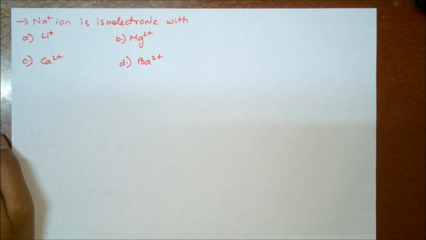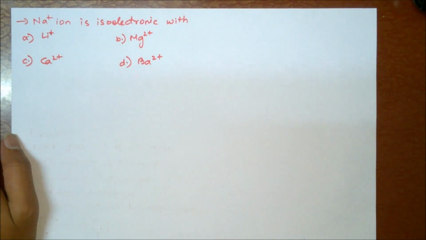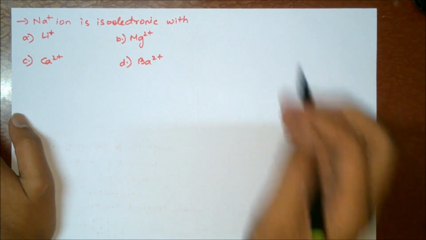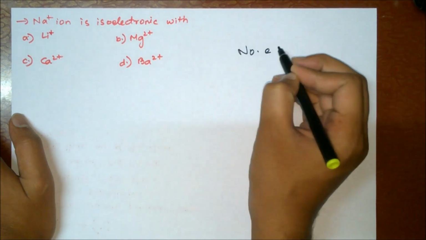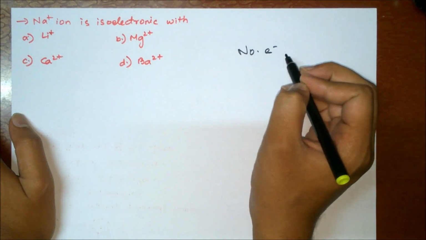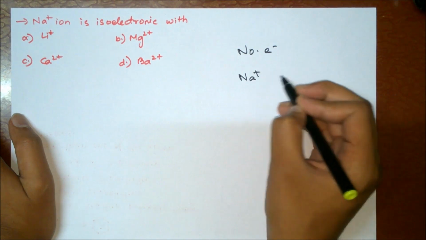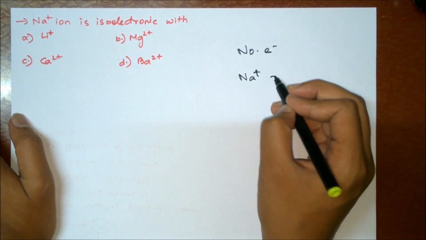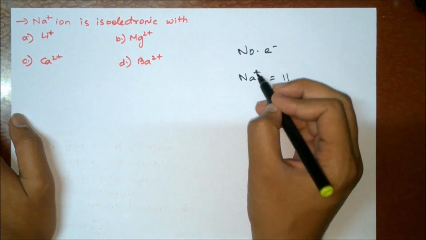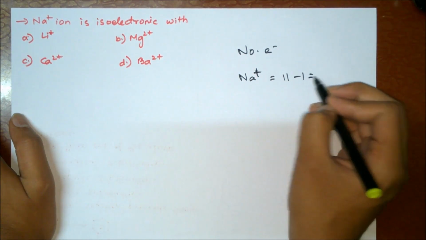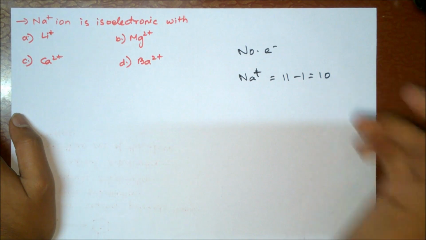Sodium ion Na+ is isoelectronic with A lithium ion, B magnesium, C calcium ion, D barium ion. Okay, for isoelectronic species, the number of electrons present in the species should be same. So sodium ion will have how many electrons? Atomic number of sodium is 11 and plus 1 charge is there, that is 1 electron is removed, so minus 1, which is equal to 10 electrons.